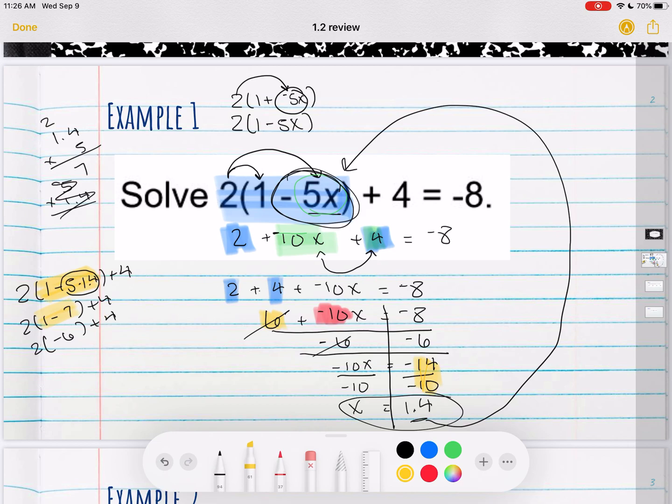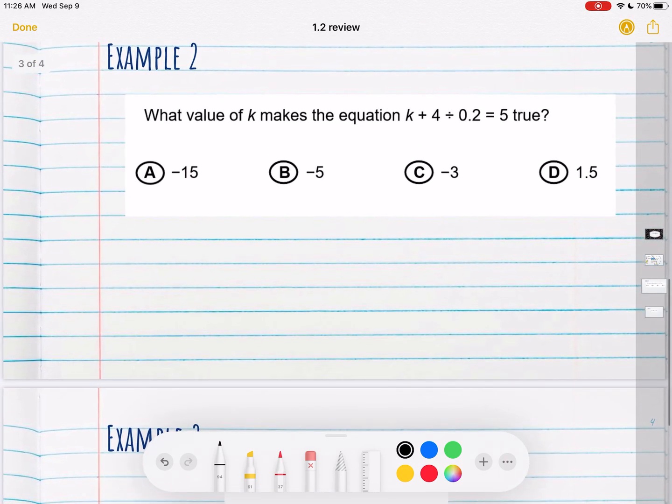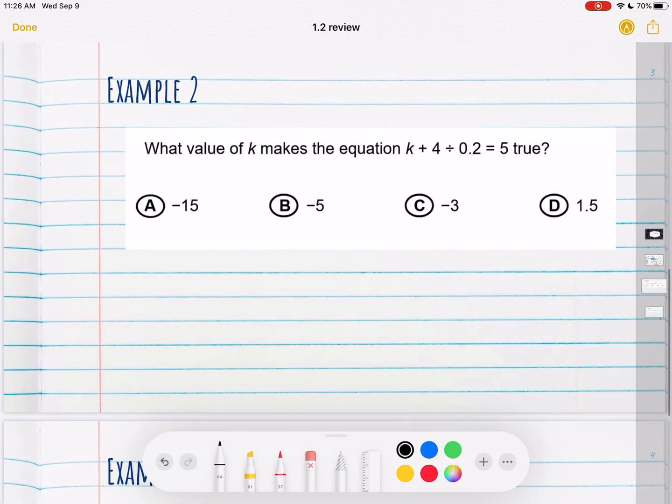Well, now multiplication comes before addition. 2 times negative 6 is negative 12 plus 4. That's negative 8, which is what I wanted. Awesome. One more example before I let you all loose.